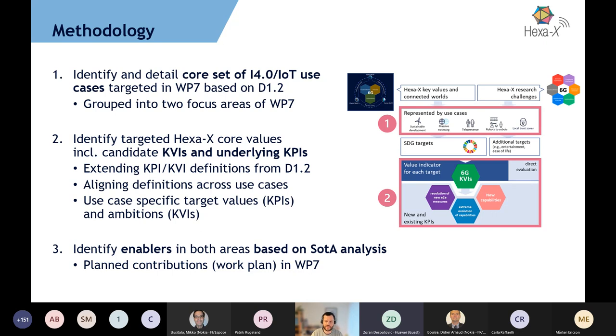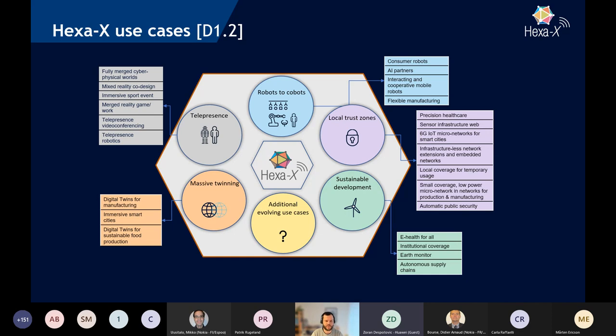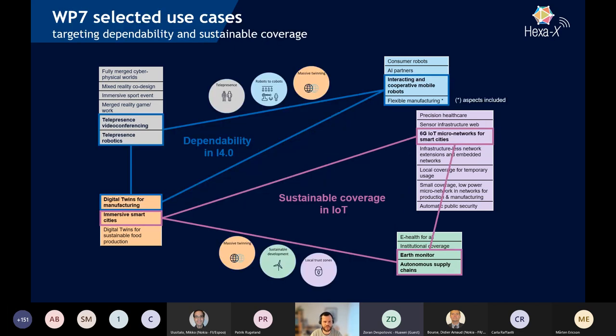Let's first talk about the core use cases for Work Package 7. I hope that most of you saw this picture already yesterday. So these were the use case families and use cases that have been detailed in Hexa-X deliverable D1.2. Within Work Package 7, we focused on a subset of those and grouped them into two main areas.